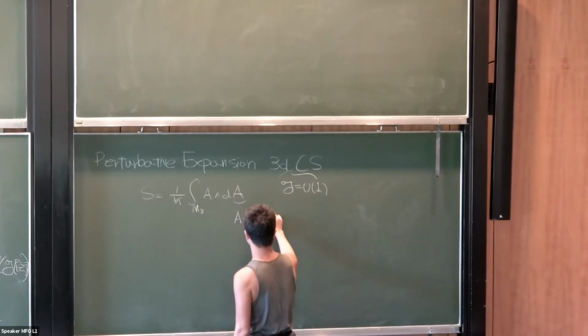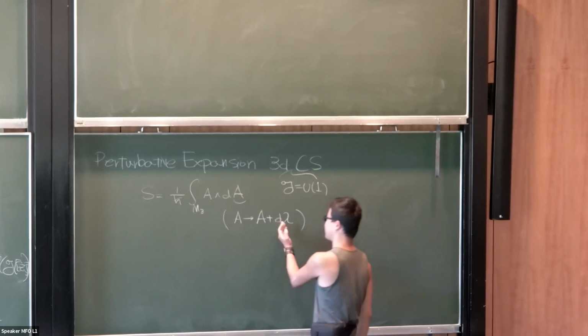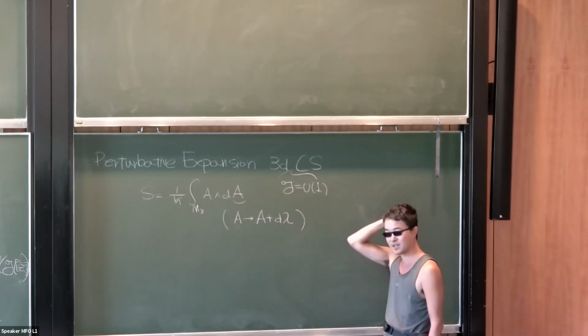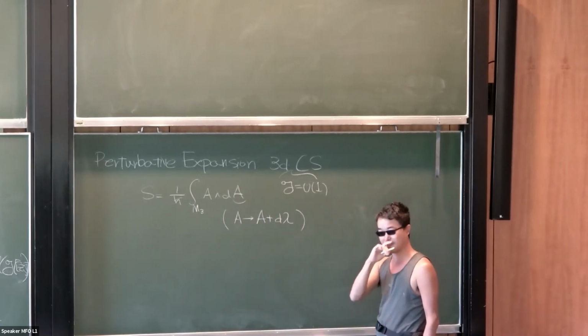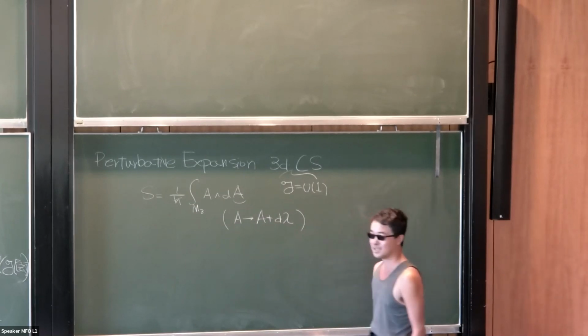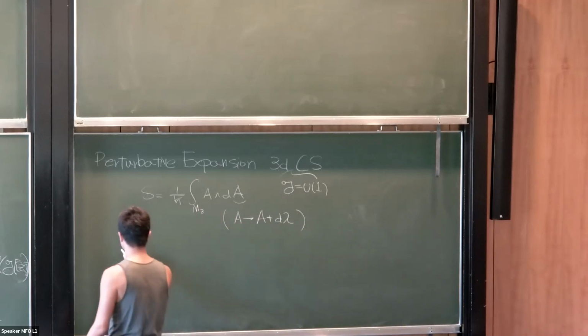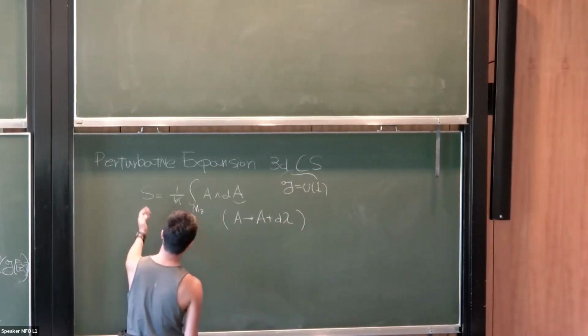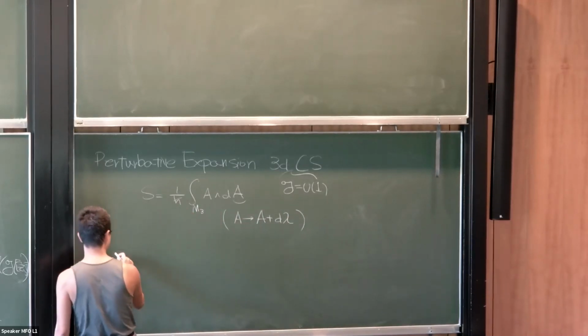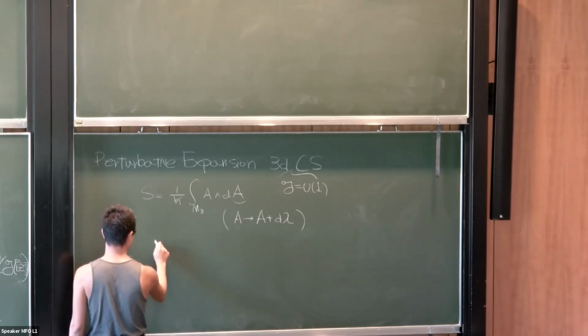So A goes to A plus d lambda. If it's the exact form, then this action is invariant, and that's known as the gauge transformation. Okay, sorry, this is very easy. But now what we want to do is to try to compute things from this action, and that involves doing the path integral.